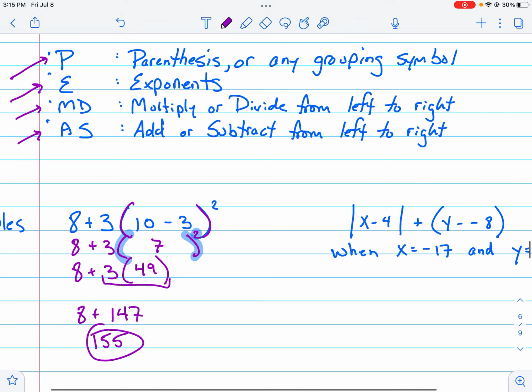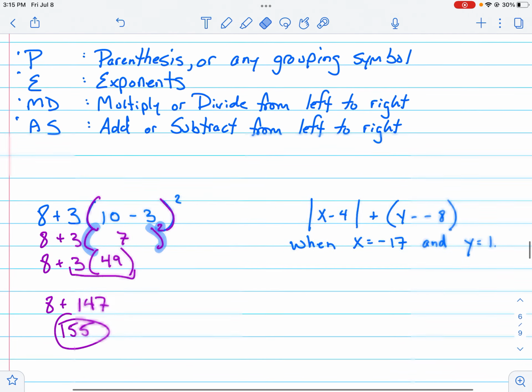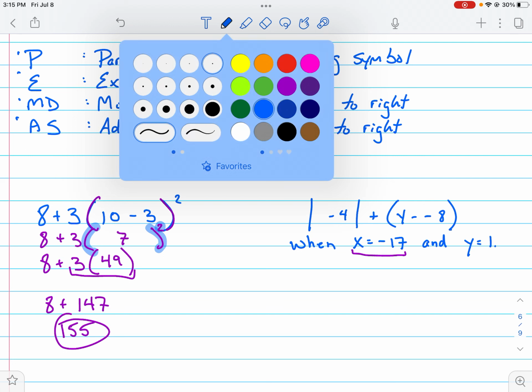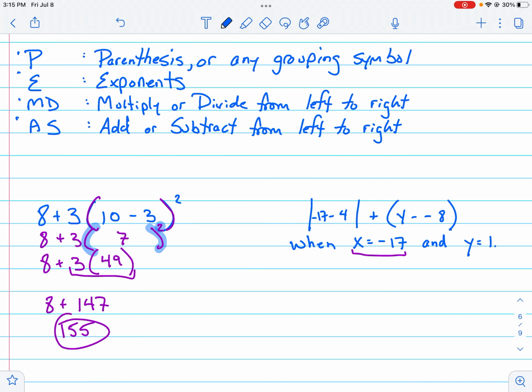All right, to the example on the right-hand side, I'm going to do the same technique. The only difference here is I have variables with numbers to substitute in their place. So in the bottom right-hand corner, you'll see that it gives me an equation or an expression, but it tells me that when x is negative 17, I'm going to remove the x and replace it with negative 17. And over here, y equals 1. I'm going to replace the y's with a 1. That's called substitution.